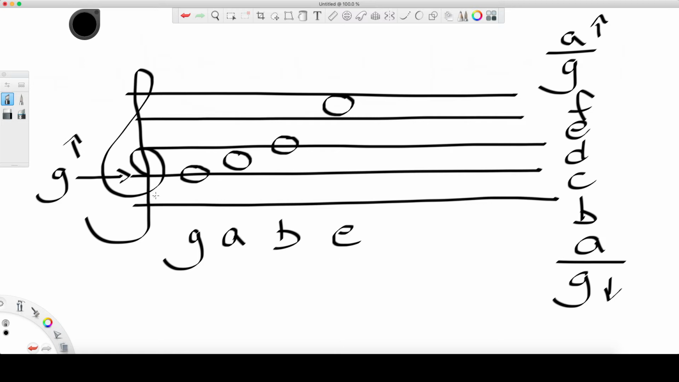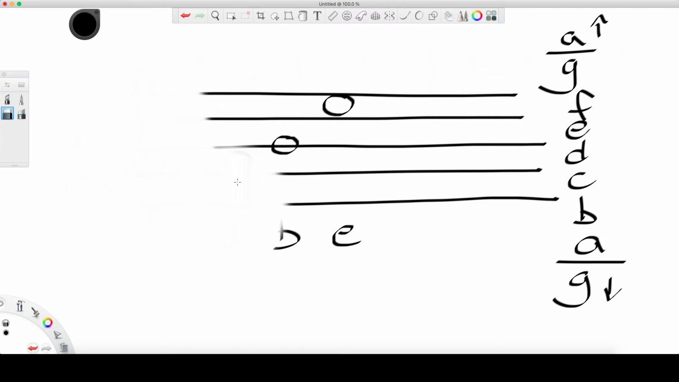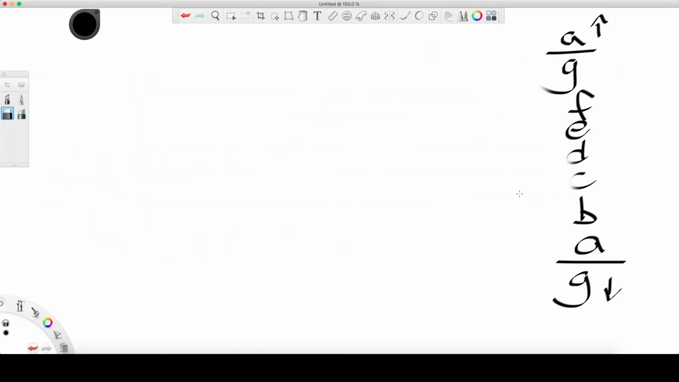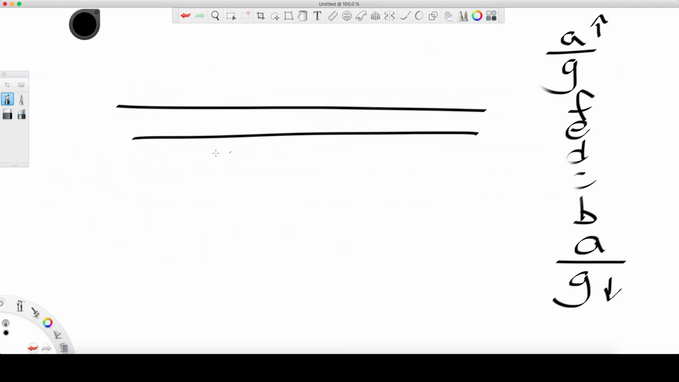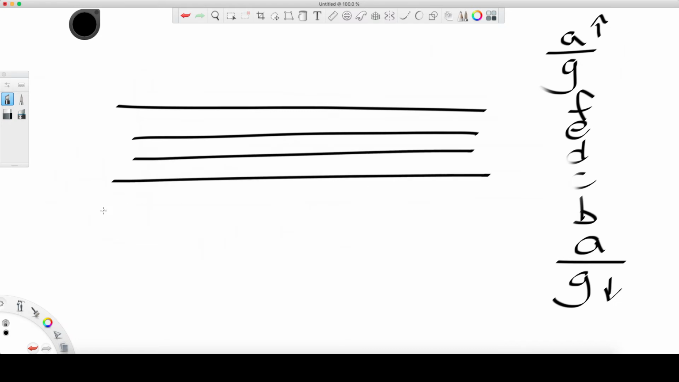Now we're going to do something else. This is a different trick that a lot of people use, especially for younger students or younger children. Again, five lines going across for our staff. I'm going to put the treble clef.